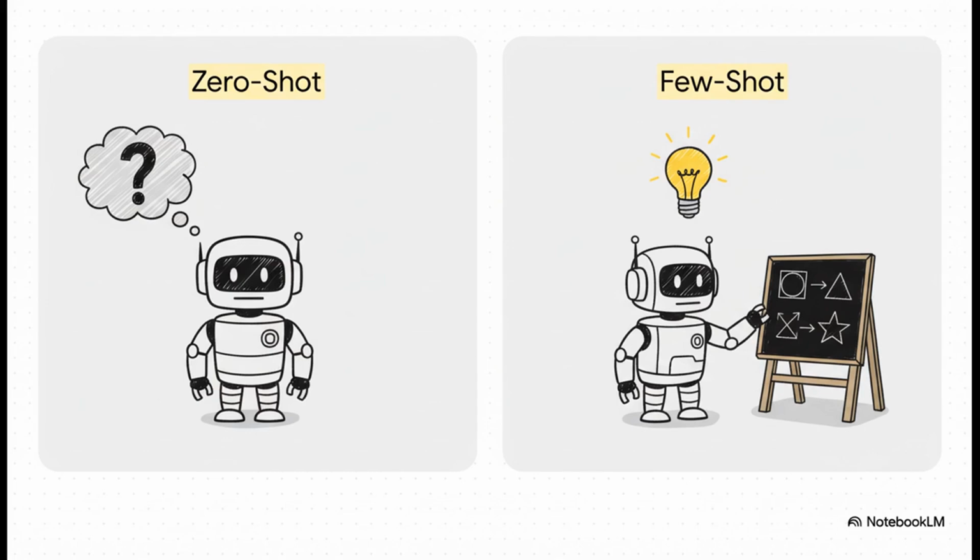On one hand, you've got a zero-shot prompt. You just ask a question directly. But on the other hand, you have a few-shot prompt. And this is where the magic happens. You're not just asking, you're showing the model what a good answer looks like. It's a simple trick, but it can boost your accuracy like crazy.